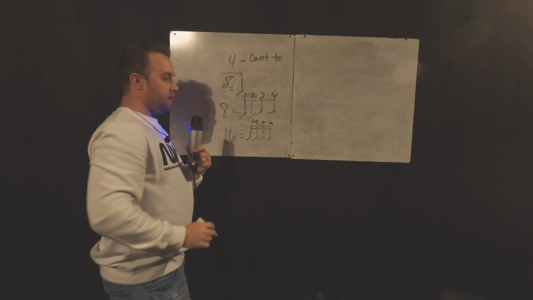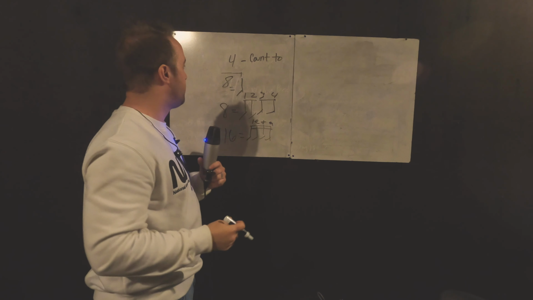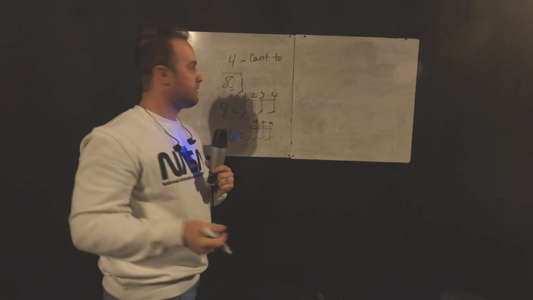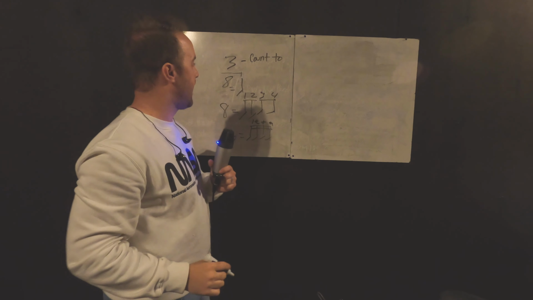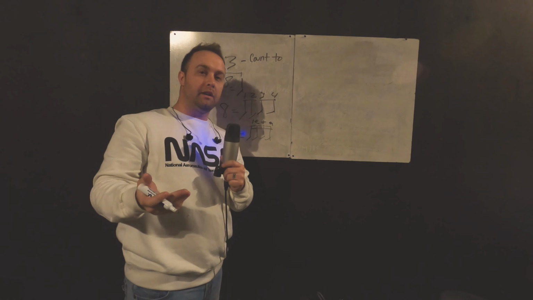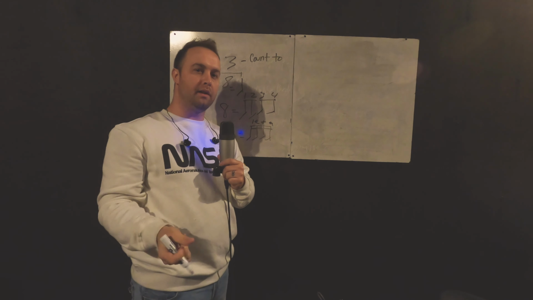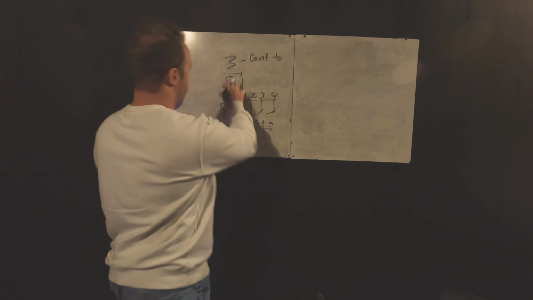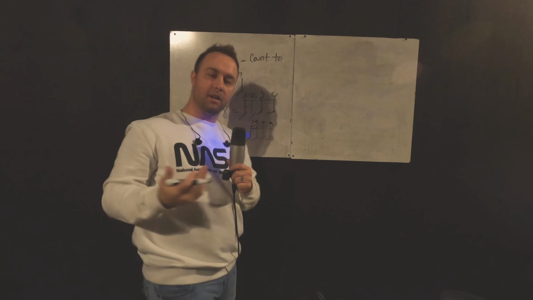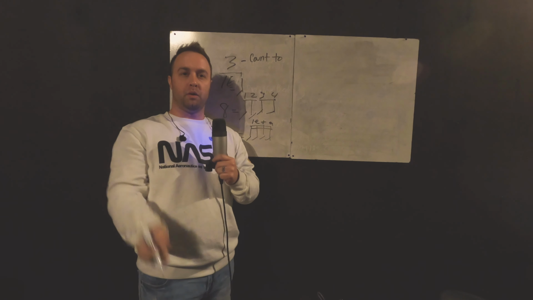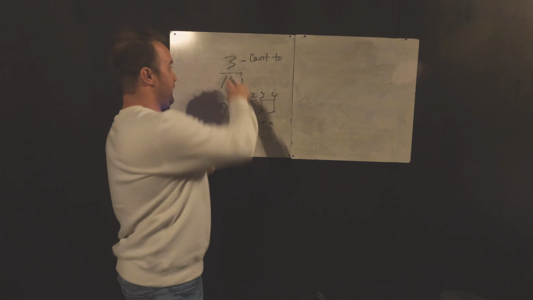1, 2, 3, 4. 1, 2, 3, 4. And now we're counting in 4 over 8. If we have 3 up here and there's an 8 on the bottom, now we're counting in eighth notes just to 3. Count in eighth notes to 3: 1, 2, 3, 1, 2, 3. If it says a 16, count to 3 in 16th notes: 1, 2, 3, 1, 2, 3, 1, 2, 3. Okay? It doesn't matter.